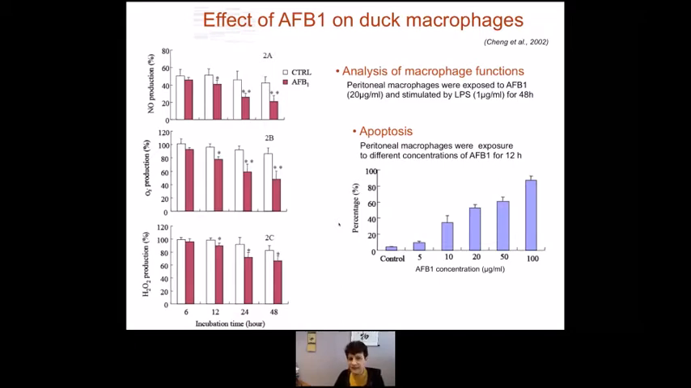Here is the first example: the mycotoxin Aflatoxin B1 has an effect on macrophages. And as you see on this part of the slide, it reduces the production of nitrogen oxide and reactive oxygen species in a dose-dependent manner. And this leads to an increased cell death of macrophage in the form of apoptosis. So we have an effect here showing that Aflatoxin B1 decreases the functionality and increases the mortality within some immune cells.